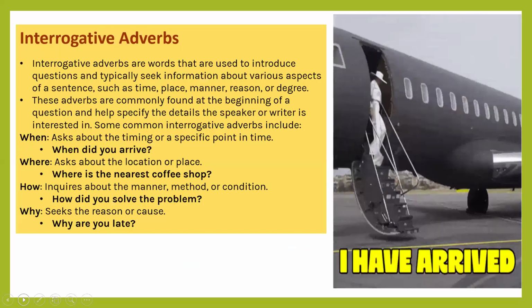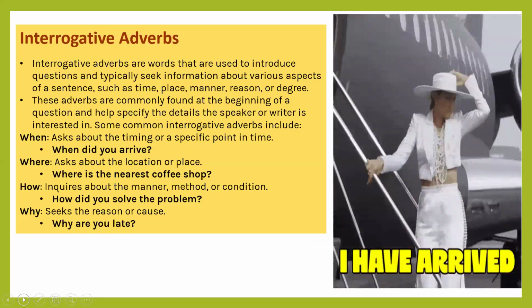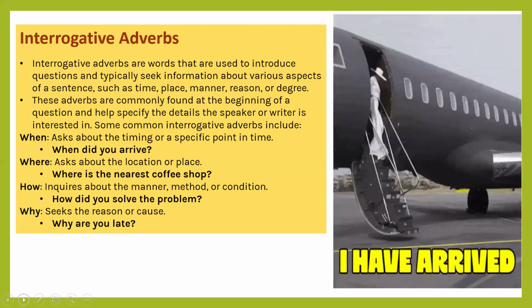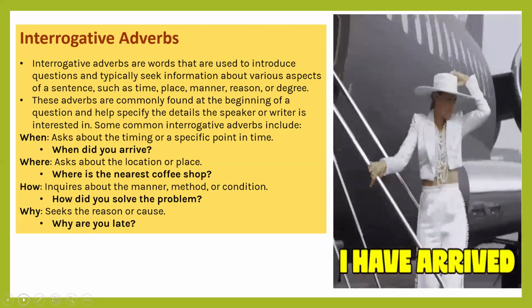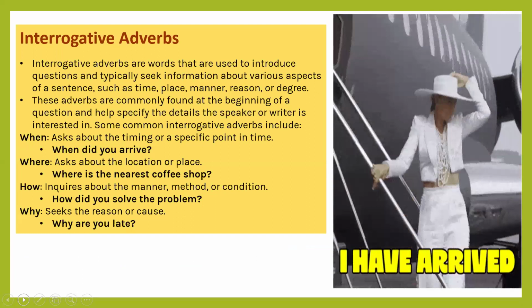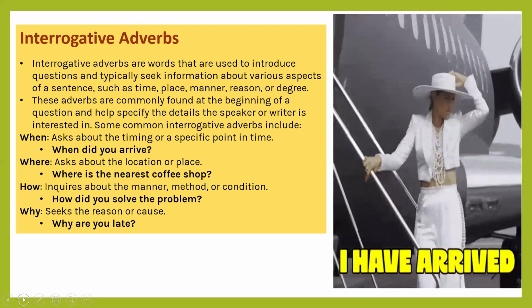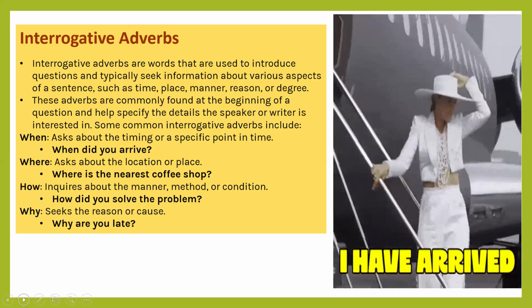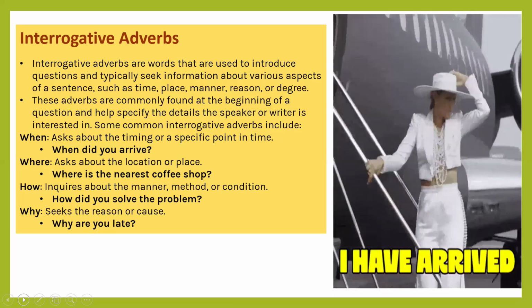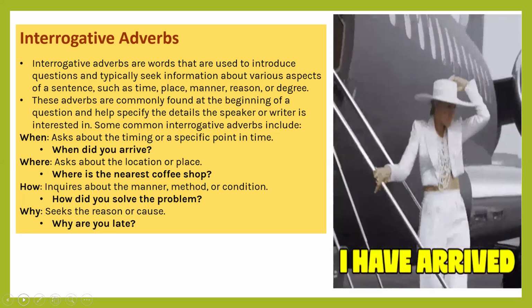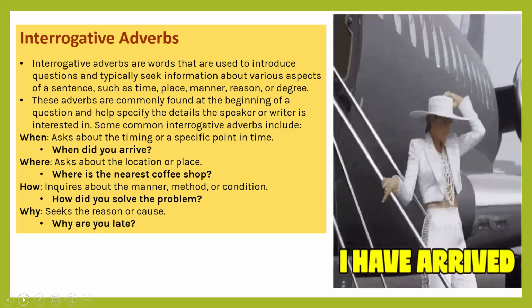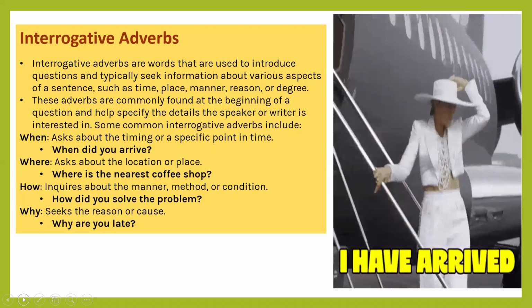Interrogative adverbs help to introduce questions and typically give information about various aspects of a sentence, such as time, place, manner, reason, and degree. When did you arrive asks about a specific point in time. Where is the nearest coffee shop gives information about location. How did you solve the problem inquires about the manner, method, or condition. Why are you late seeks a reason or cause.